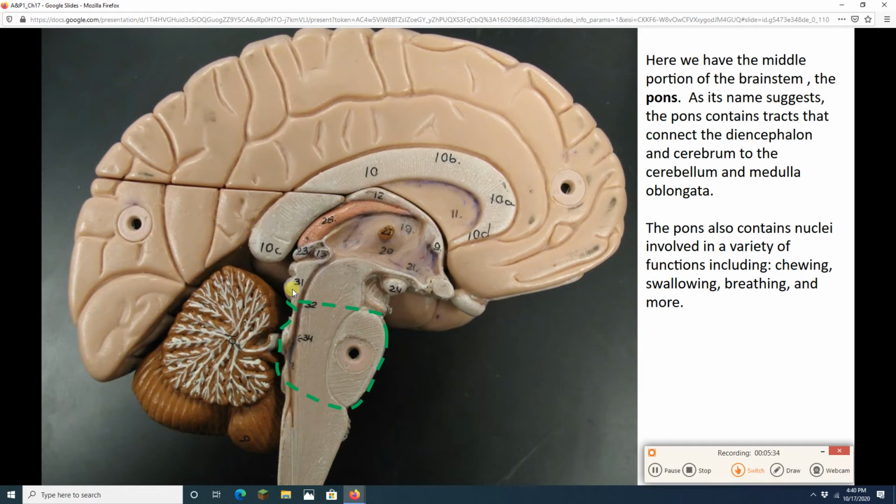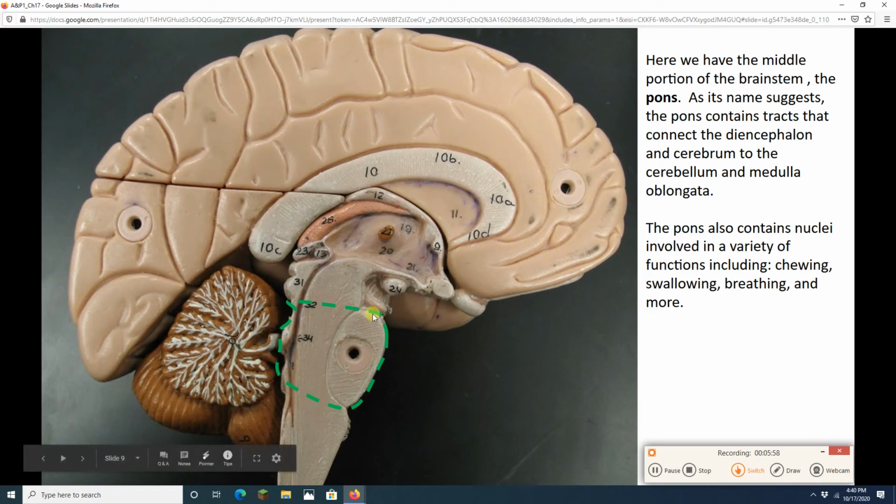And now we got the pons. The word pons means bridge. So there's a lot of white matter in it going up and down, a lot of white matter going transversely to get into the cerebellum as well. The pons has clusters of somata, in other words, it has nuclei involved in myriad things: chewing, swallowing, breathing, peeing, and a whole lot more.